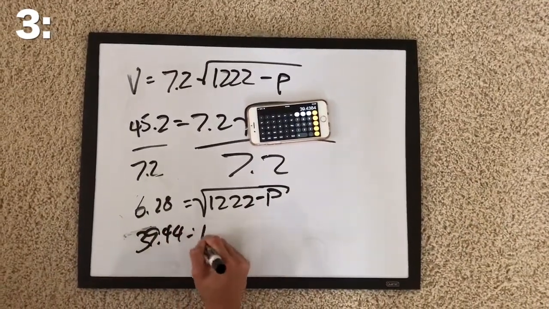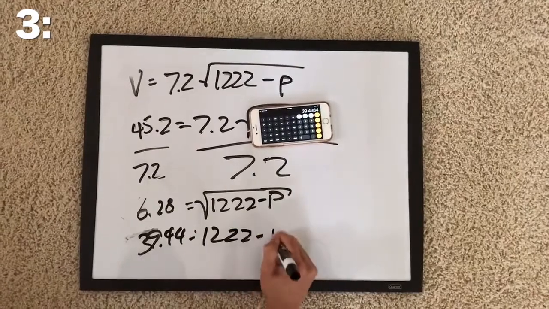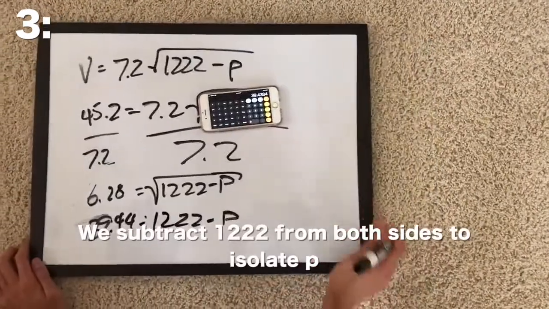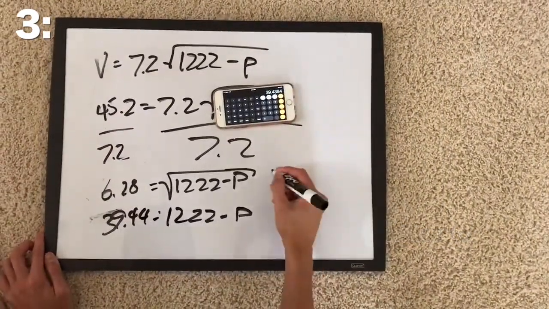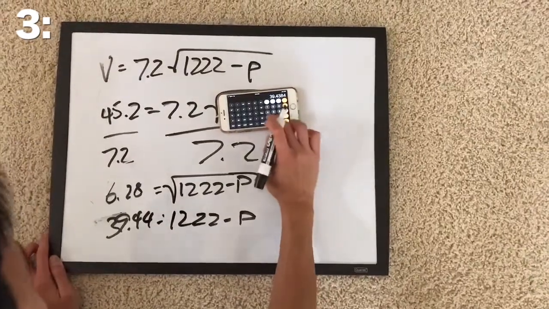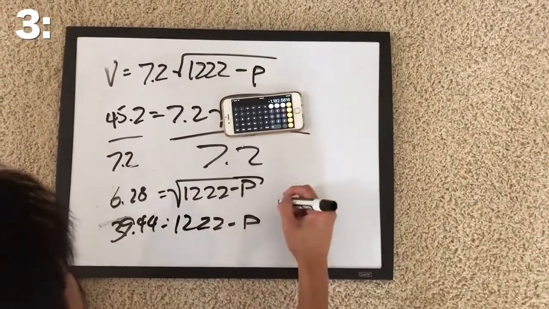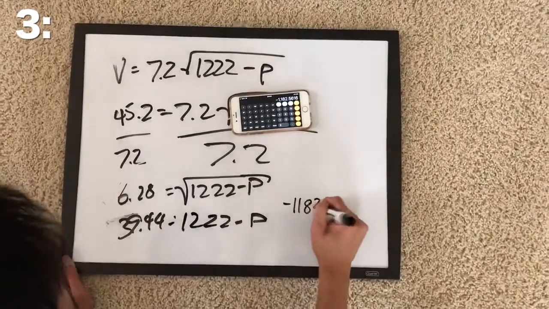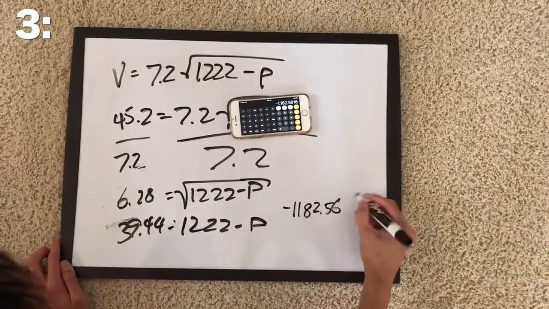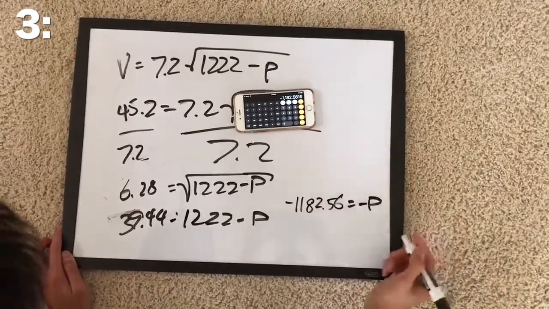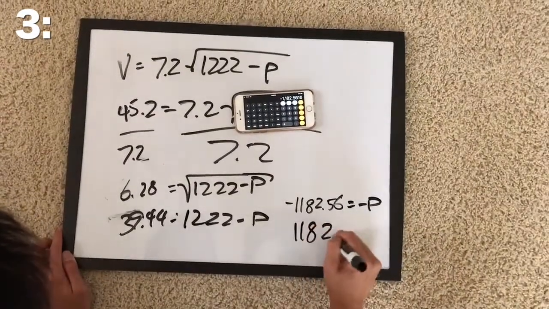39.44 is equal to 1222 minus P. So then we subtract 1222 from both sides. Negative 1,182.56 is equal to negative P. So basically, it's about 1,182.56. Let's see if you can solve this problem.